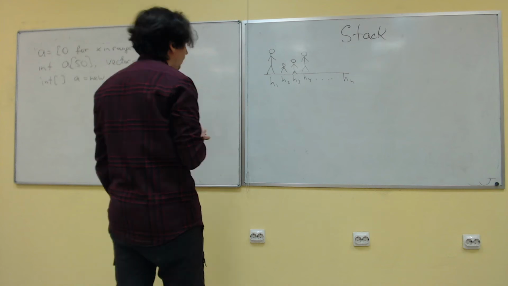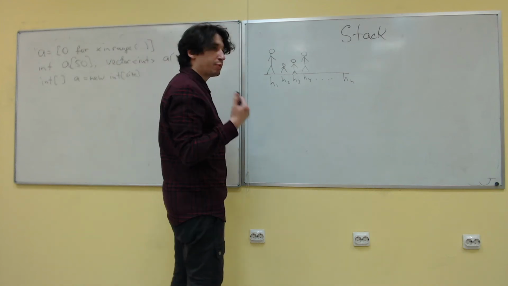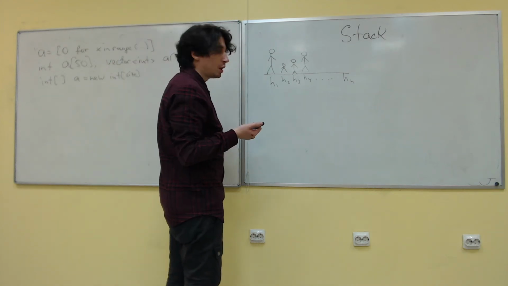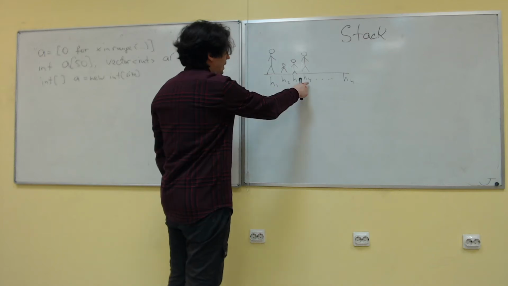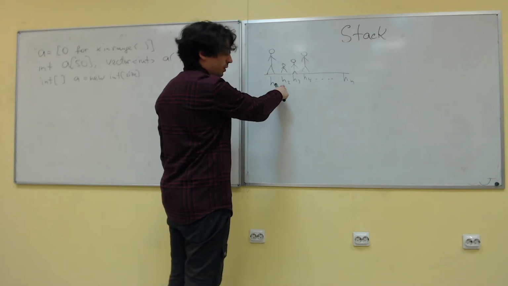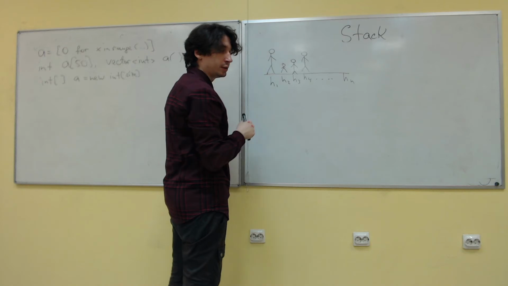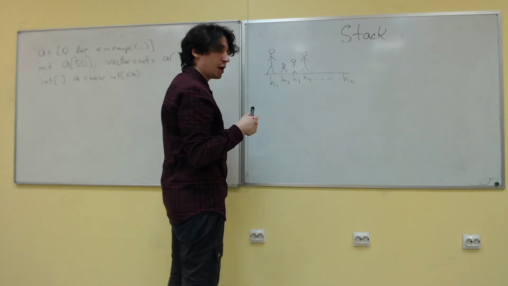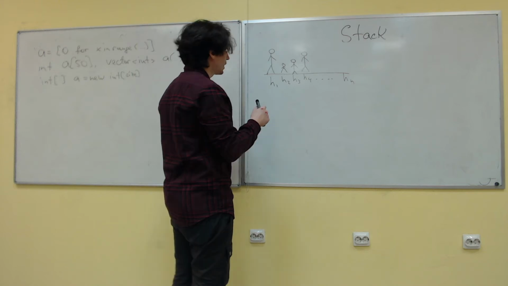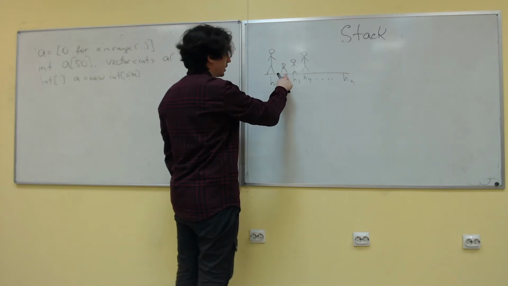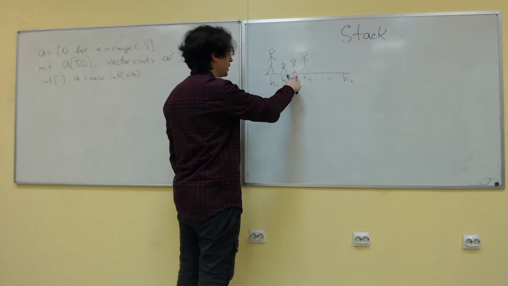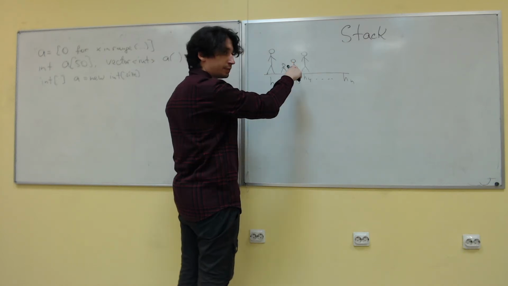And people standing. Each person can see another person, to the left or to the right, if there is nobody higher in between. So for example, this guy cannot see the small guy because there is a middle guy with height h3 in the middle. So it cannot see.